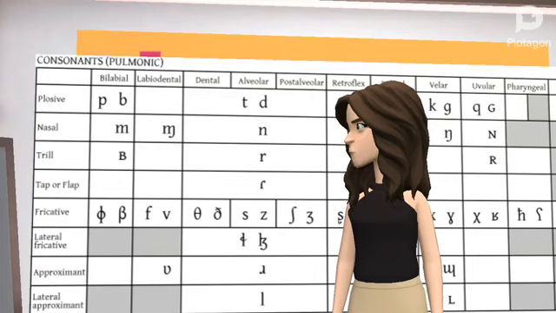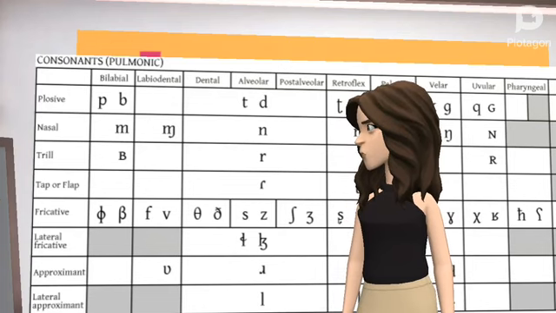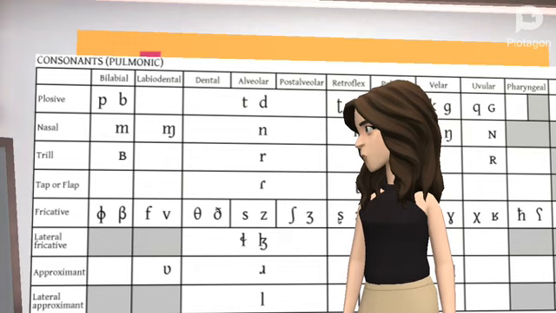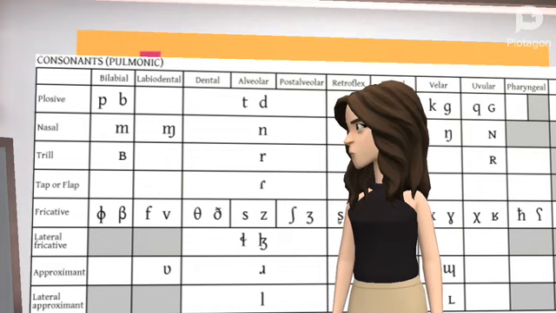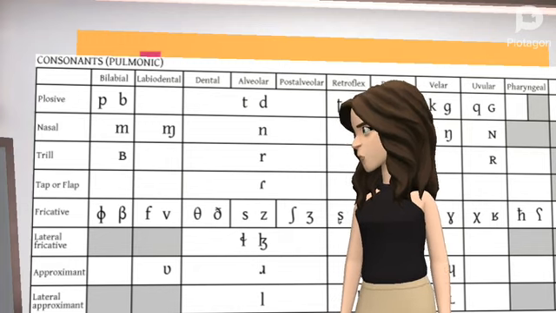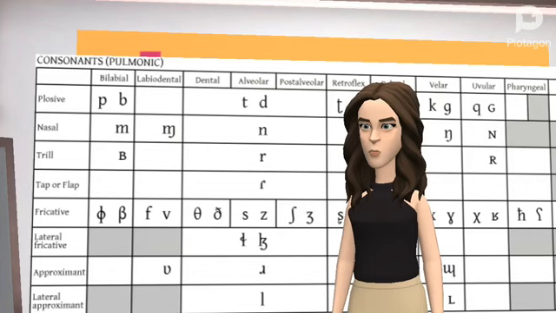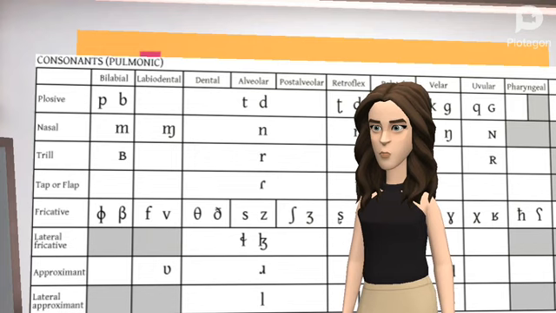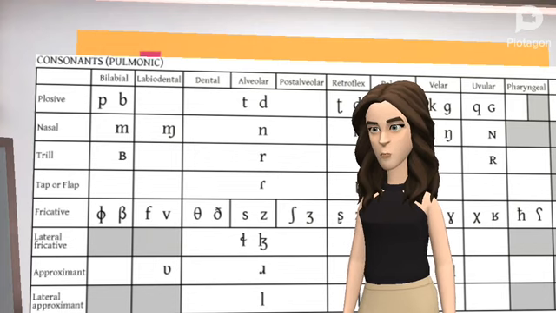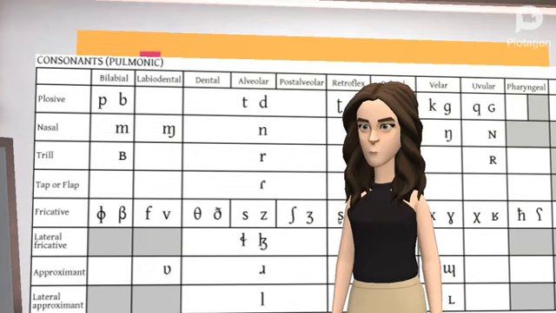So I will explain first about manner of articulation. We can see the manner of articulation is upside, from bilabial until pharyngeal. Manner of articulation means how we produce the sound. And the second is place of articulation, is the right side from up till down. Place of articulation means where the sound is produced.